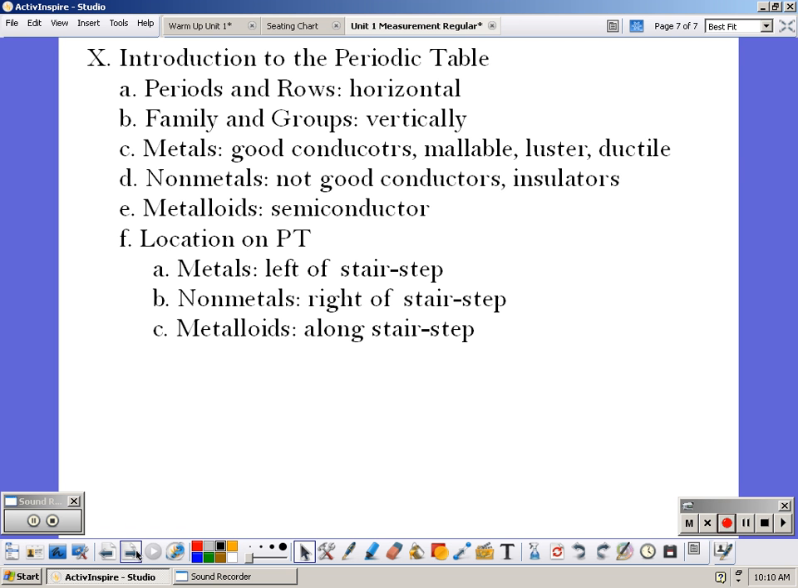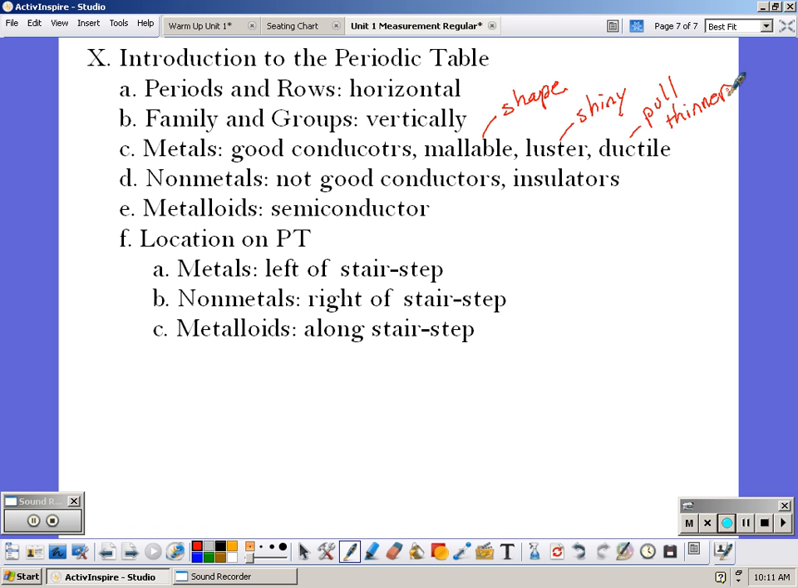Metals are good conductors. They are malleable, which means that you can shape metals. Luster, which means metals are shiny. And ductile, which means you can pull it thinner or pull it into a wire. Nonmetals are not good conductors, and they are therefore insulators. Metalloids are semiconductors, which means they kind of conduct but are not very good at it.